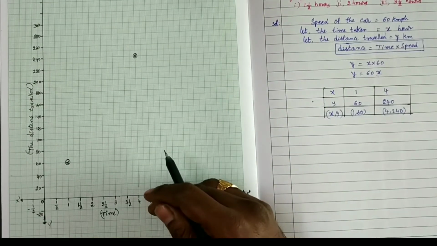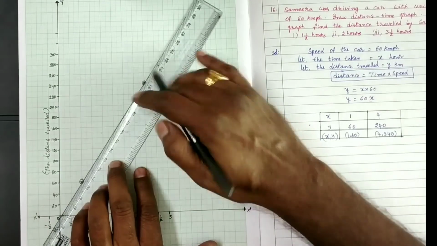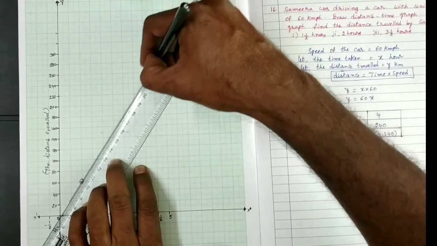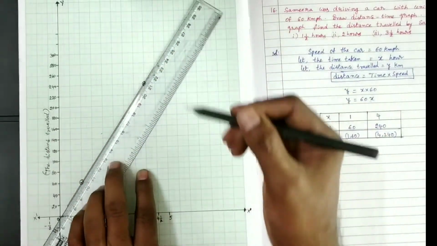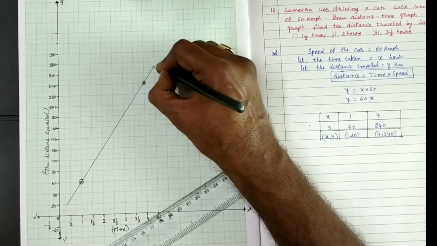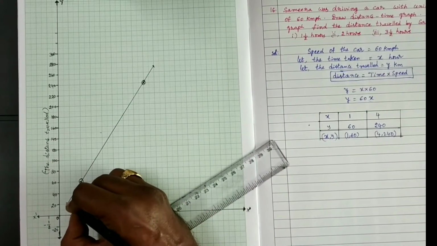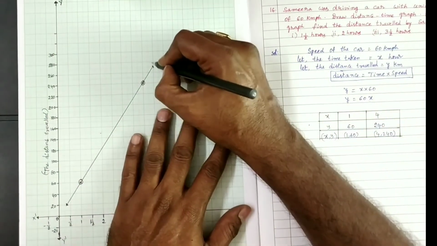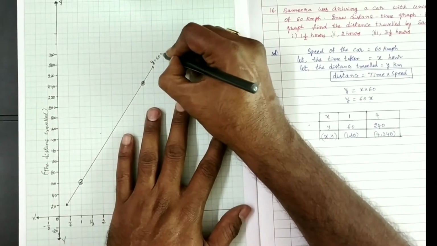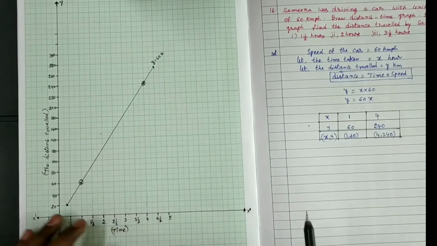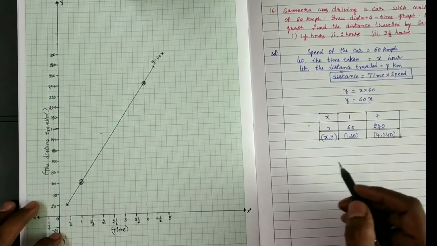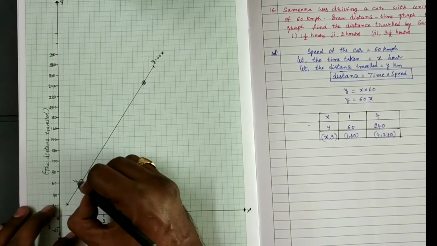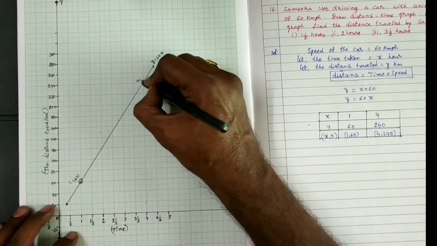Through these 2 points, draw a line. This line represents y equals 60x. So some questions are asked here. This is 1 comma 60. This is 4 comma 240.